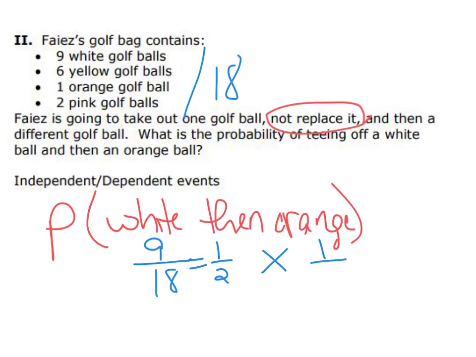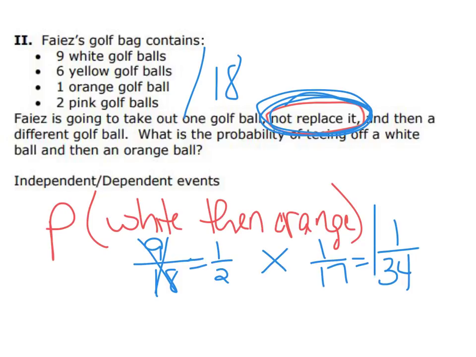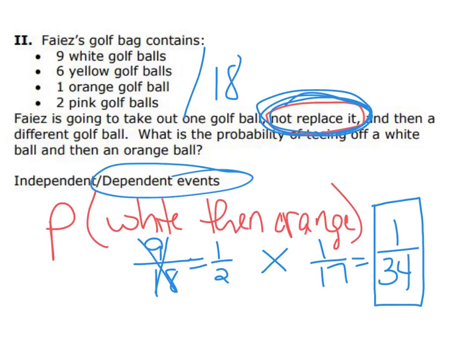1 out of 17, because it says not replace it. Not replace it, so that means the total is going to change. So then all we have to do is multiply it, and since we already simplified it, it makes it easier. So 1 times 1 is 1, 2 times 17 is 34. So I can't simplify it anymore, so my answer is going to be 1 out of 34. Any questions on that? And this is a dependent event because the total changed.